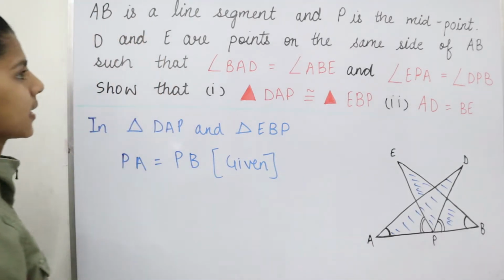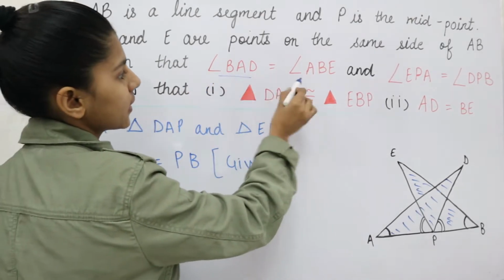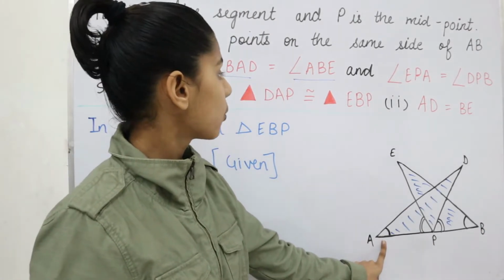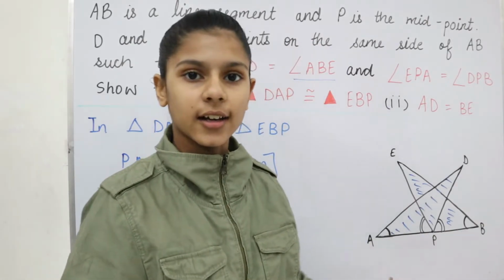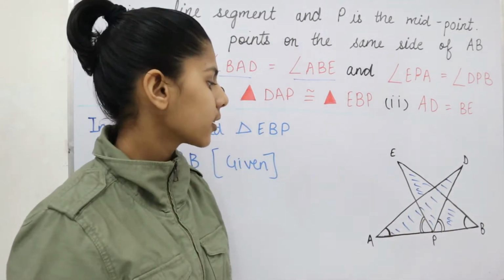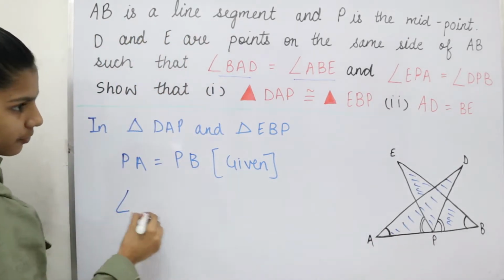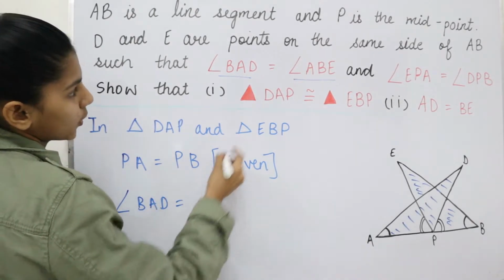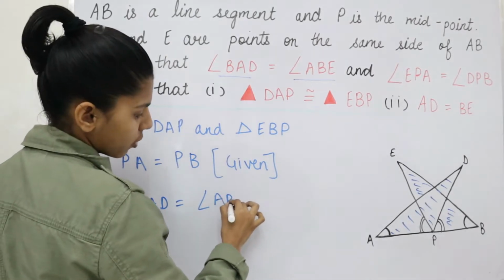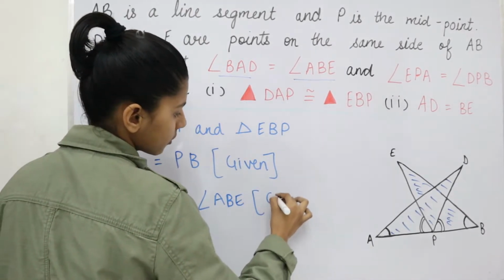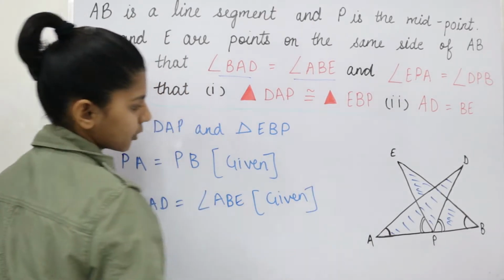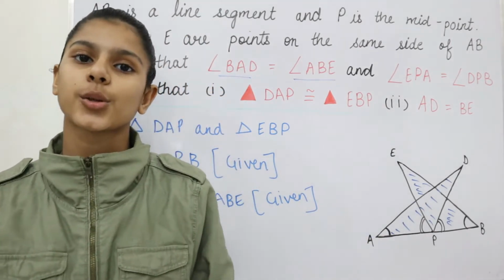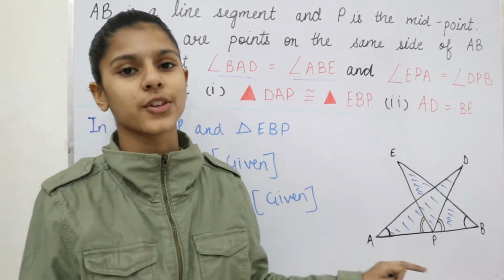So now let's see what they are saying. They are saying that angle BAD is equal to angle ABE. BAD means this angle, and it is equal to ABE, this angle. So they are in two different triangles. So we can write that angle BAD is equal to angle ABE, and it is also given in the question. The reason will be given, because it is given to us that these both angles are equal. So now two conditions we have got. One more condition we need for proving them congruent.